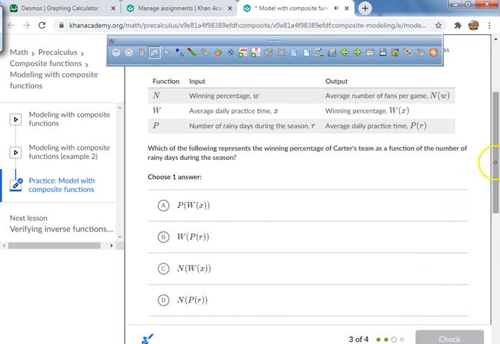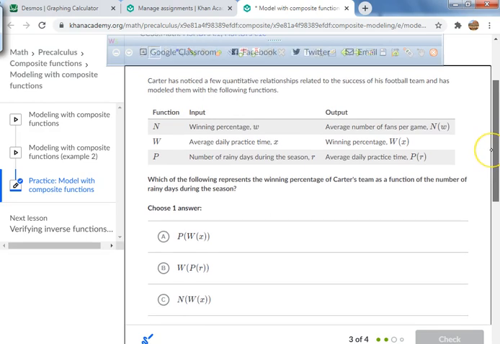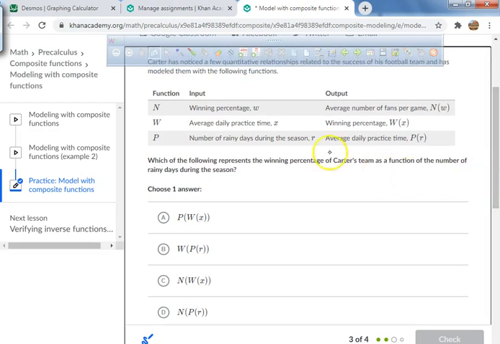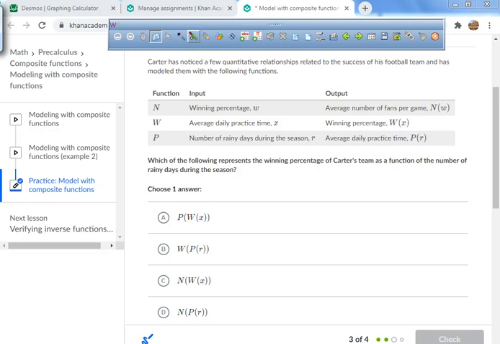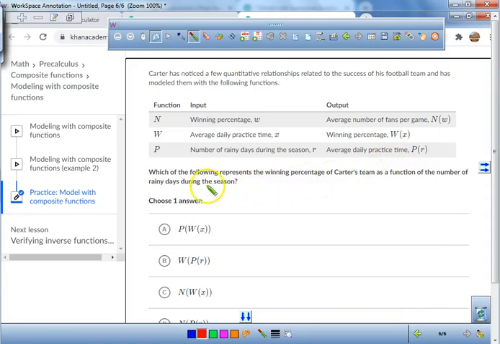All right, so we'll do one more here, since it's basically the same concept. It says, which of the following represents the winning percentage as a function of the number of rainy days? All right, the winning percentage as a function of the number of rainy days. So we've got to find the winning percentage.